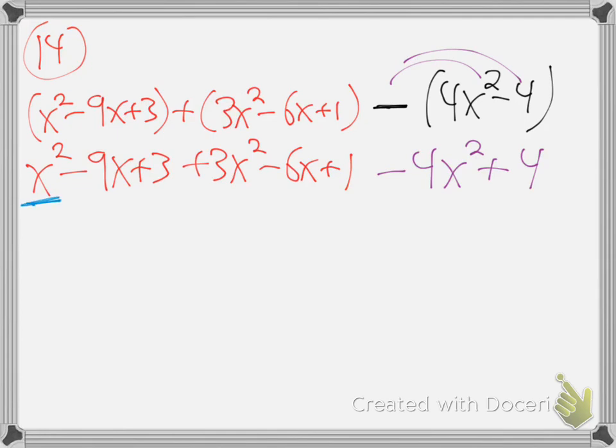So, x squared and 3x squared, what's that? 4x squared, and then take away 4x squared. They cancel each other out. So 1x squared and 3x squared makes 4. Take away 4, gone. No more x squareds. We good with that? So far, so good?